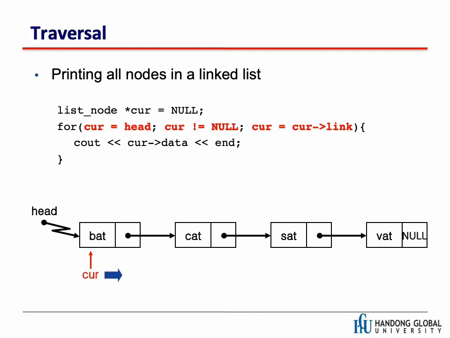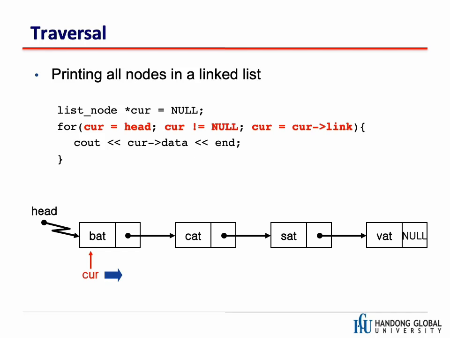And then in the for loop, in the second statement, cur is not null. It means as long as cur is not null, we will iterate this for loop. And then the last part: cur is cur link. So cur will be updated with cur link. Look at this figure. When cur is pointing to the first node, what is cur link? Cur link has the address of the cat node.